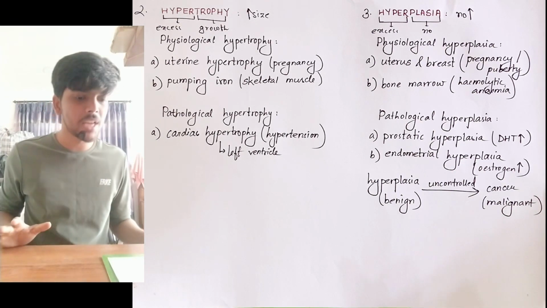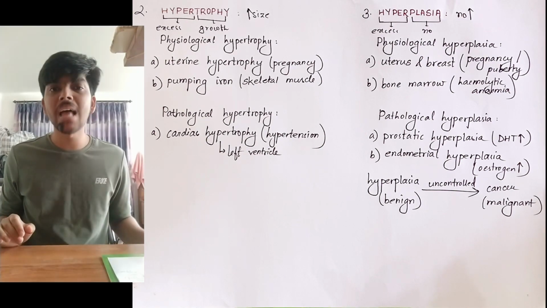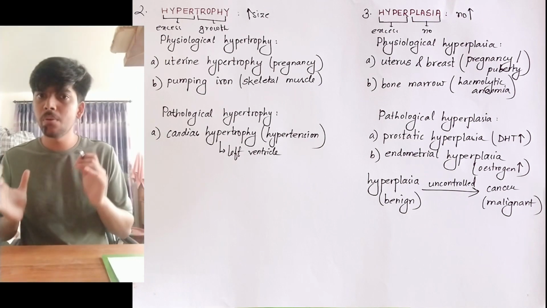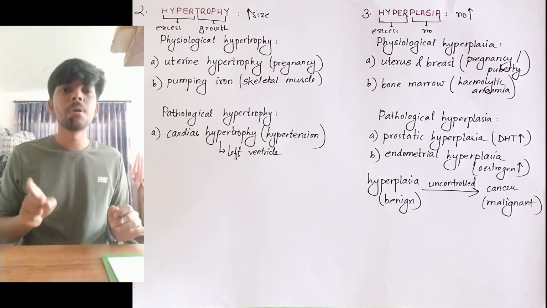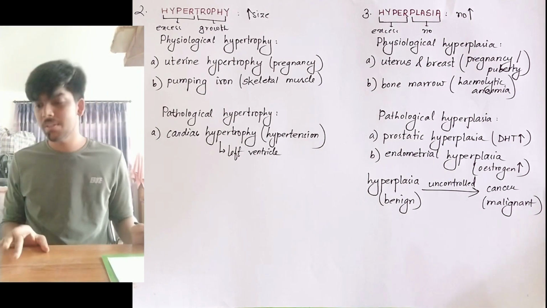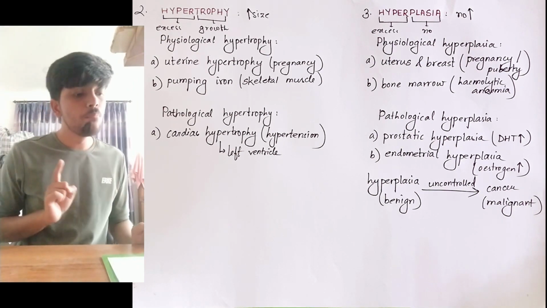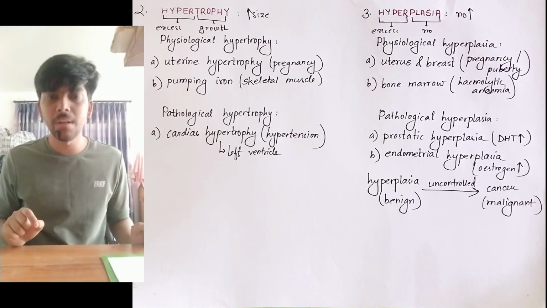Physiological hyperplasia. First, uterus hyperplasia. During pregnancy, the size of the uterus increases in order to adjust the baby, when the number of cells found in the uterus also increases. Here's the fun fact. Uterus shows both hypertrophy and hyperplasia.